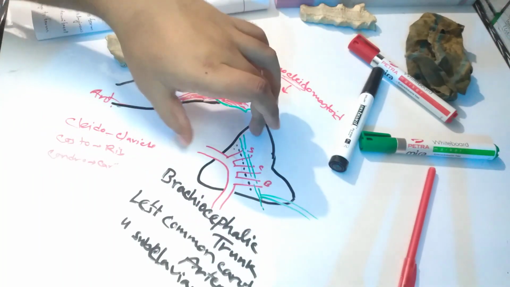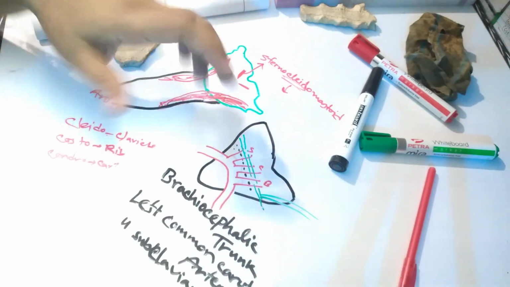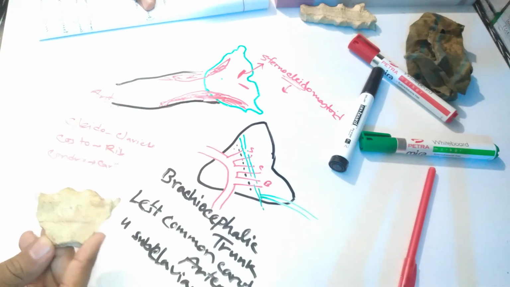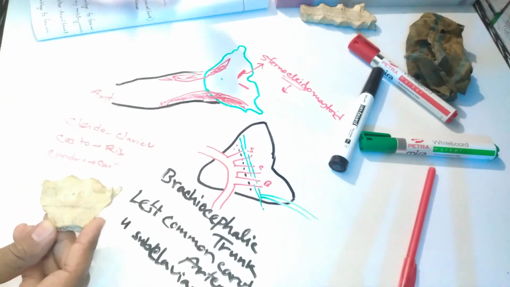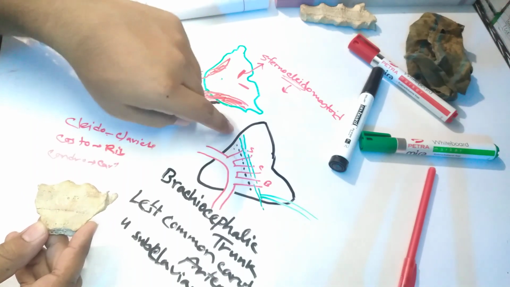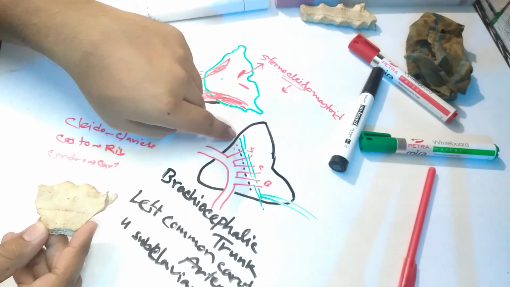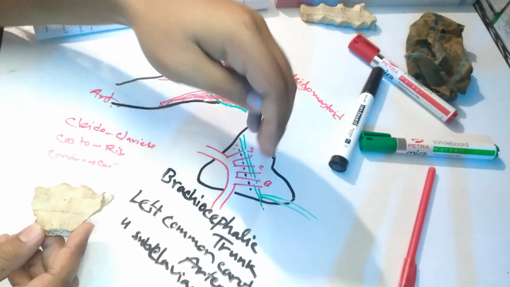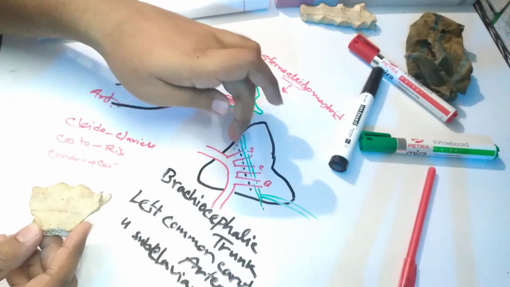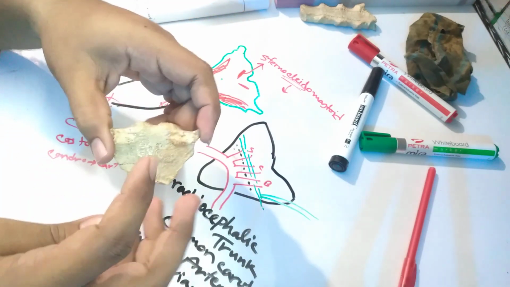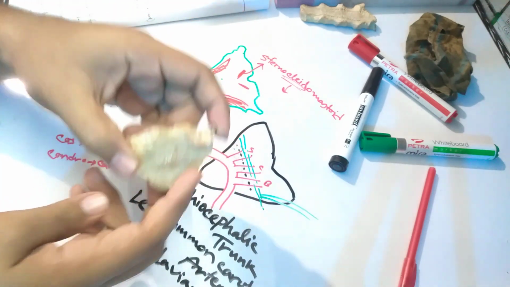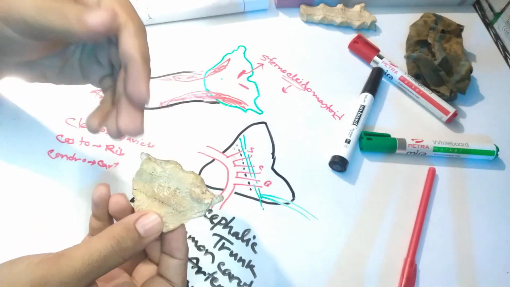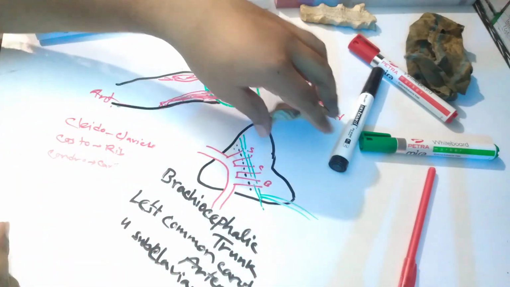This is the relation of the posterior part of the manubrium. Here also a vein passes, that is left brachiocephalic vein. The green mark line is the brachiocephalic vein. Left brachiocephalic vein is also present in the upper half of the posterior part of the manubrium.